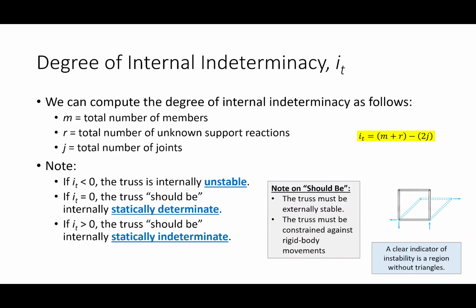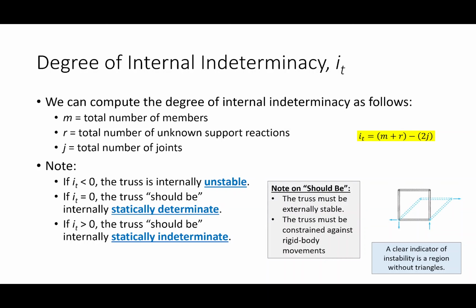Now, the same caveat applies: if I sub t is 0, it should be stable. If I sub t is greater than 0, it should be stable. There's the same caveats there. So when I say "should be," first off, for a truss to be internally stable, it's got to be externally stable, okay? Again, I don't really care what the internal stability is. If the external stability isn't there, it doesn't matter.